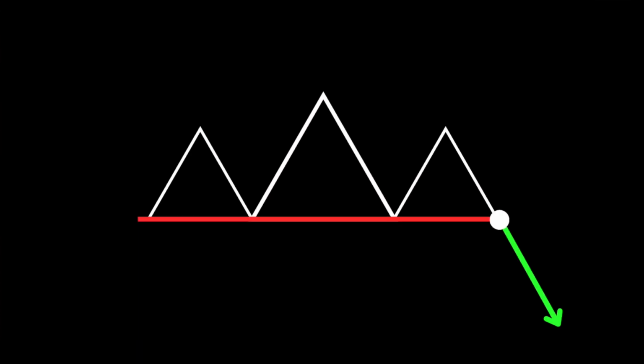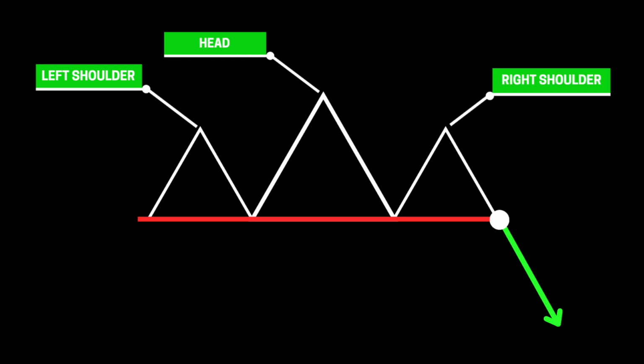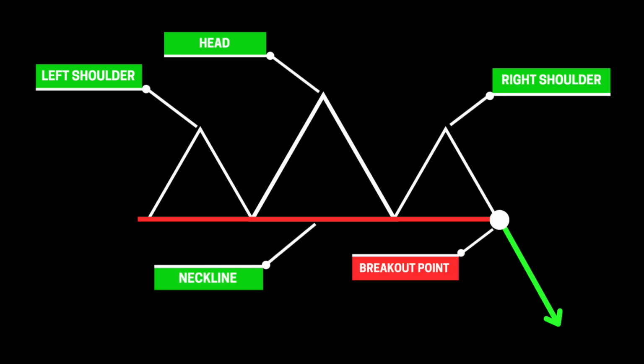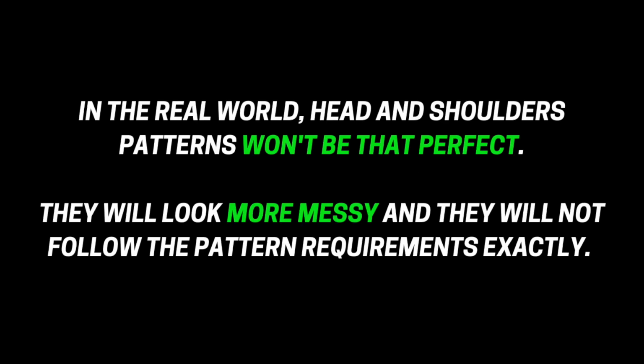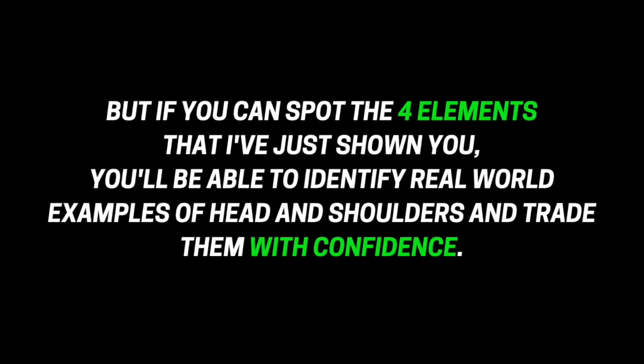This is the anatomy of a head and shoulders pattern. Left shoulder, head, right shoulder, neckline. The breakout of the neckline completes the pattern and confirms the reversal from an uptrend to a downtrend. In the real world, head and shoulders patterns won't be that perfect. They will look more messy and they will not follow the pattern requirements exactly. But if you can spot the four elements that I've just shown you, you'll be able to identify real-world examples of head and shoulders and trade them with confidence.